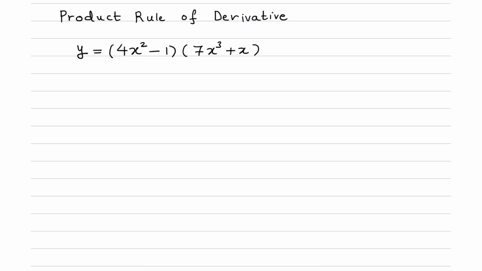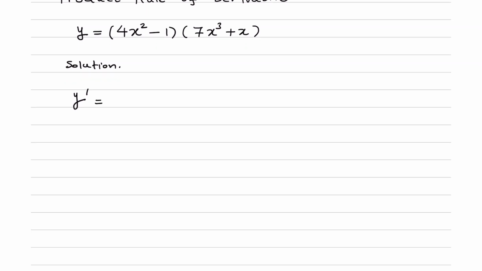Let's understand the product rule of derivative. So we have an expression y is equal to (4x² − 1)(7x³ + x), and we have to find the derivative of this expression. The derivative of y is denoted as y'. Since these two expressions are being multiplied, we will apply the product rule.